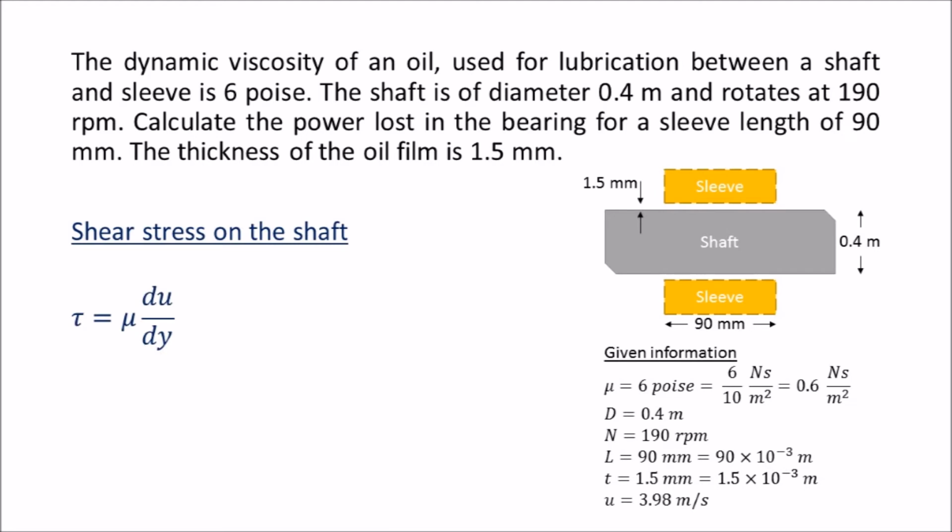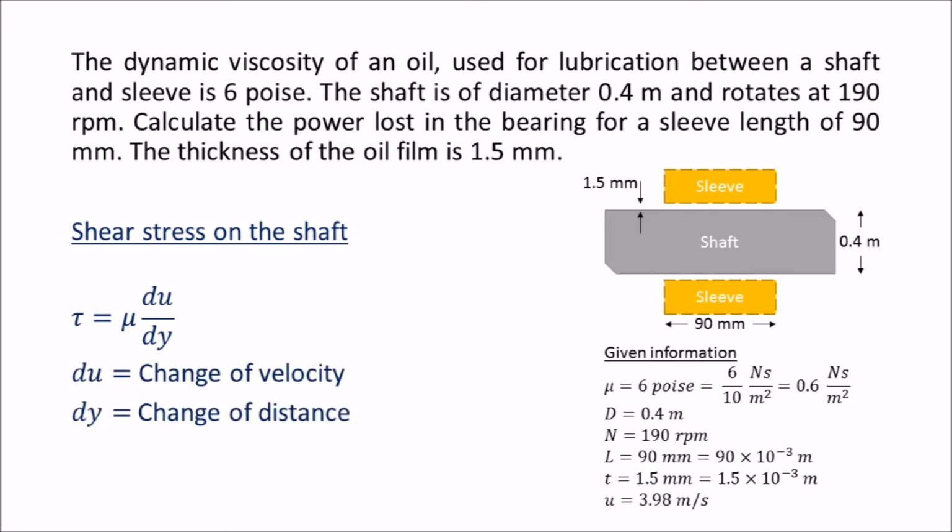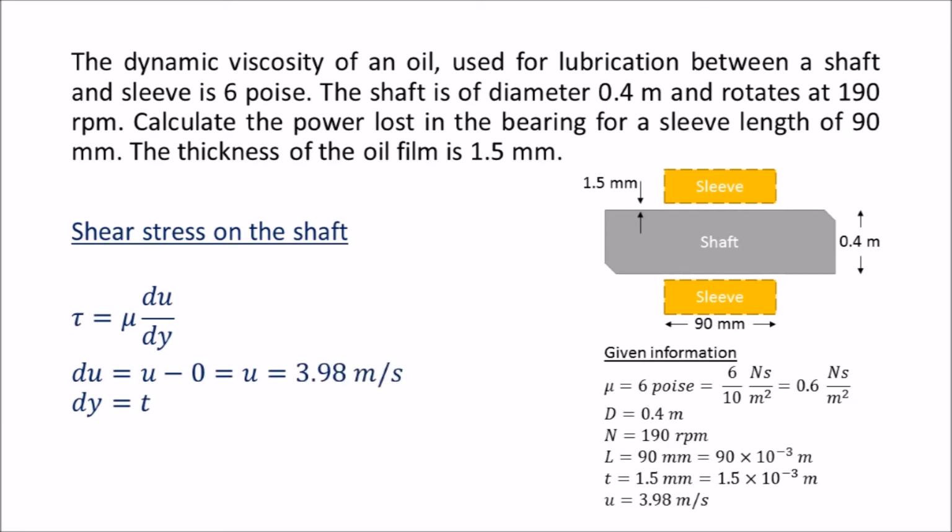The formula for shear stress is our viscosity, mu, times its derivative du dy. Du represents the change of velocity, and dy represents the change of distance. We can calculate du as the difference between the tangential velocity of the shaft and that at the sleeve, which of course is 0. So du is simply equal to u in this case, which is 3.98 meters per second.